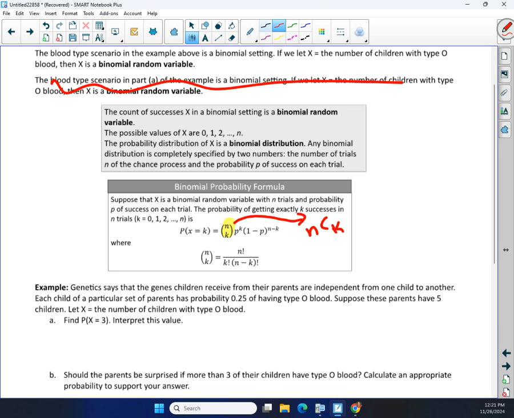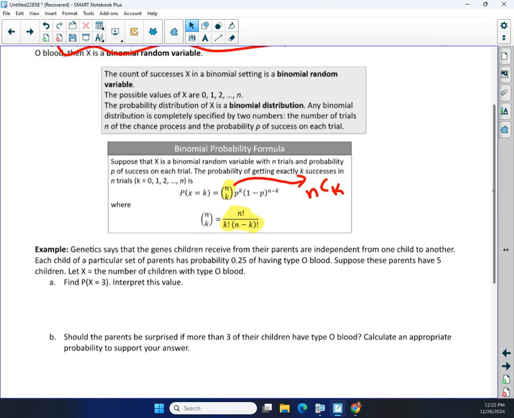1 minus p is the complement. I lots of times call it q, and in regular stats they'll call that q. So if you catch me doing that, you know that 1 minus p and q are the same thing. So it's the probability of a failure, raised to the power of the number of failures. k and n minus k have to add up to the total number of trials. And if you've forgotten, the combination formula from Algebra 2 or wherever you learned it is that formula.